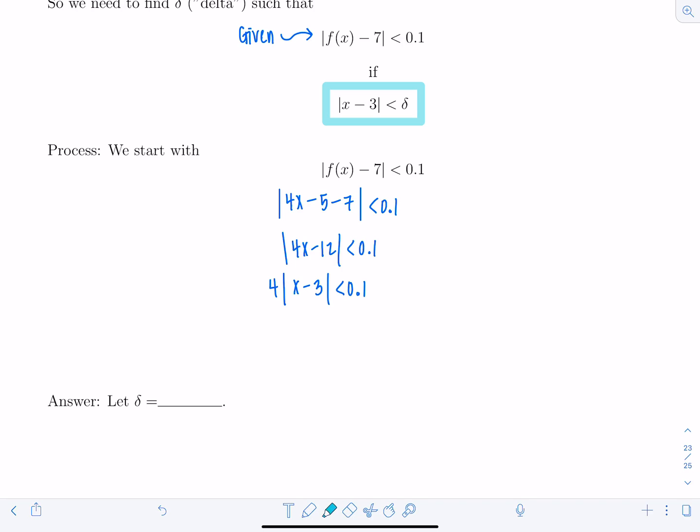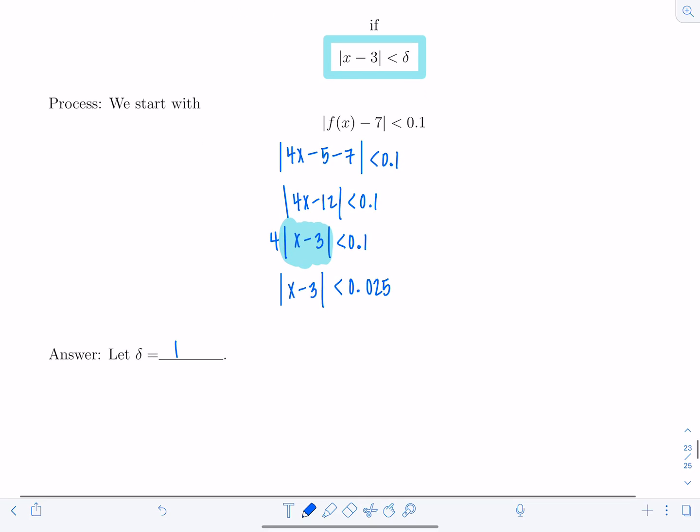And oh my goodness, there's that absolute value of x minus 3 popping back up. That's the difference, or the distance, from x to 3. So if I divide by 4, now I know that the distance from x to 3 has to be less than 0.1 divided by 4, which is 0.025. So my answer is that I need to let delta equal 0.025.